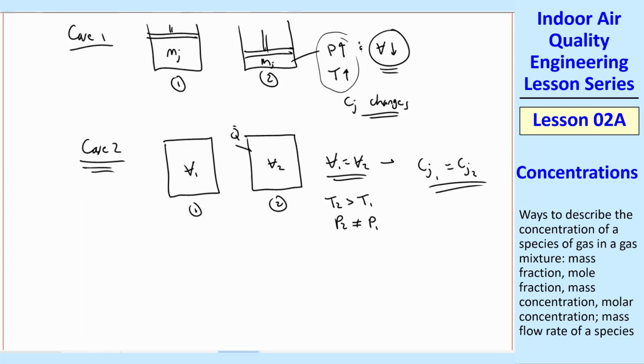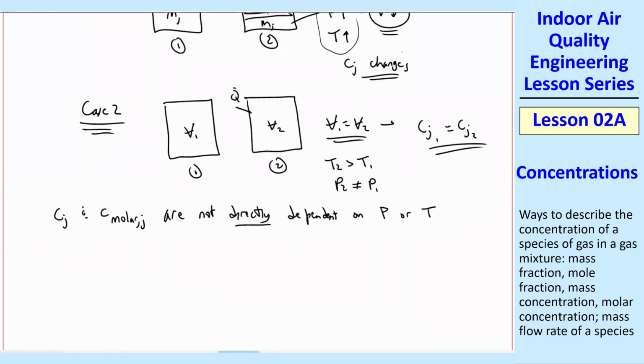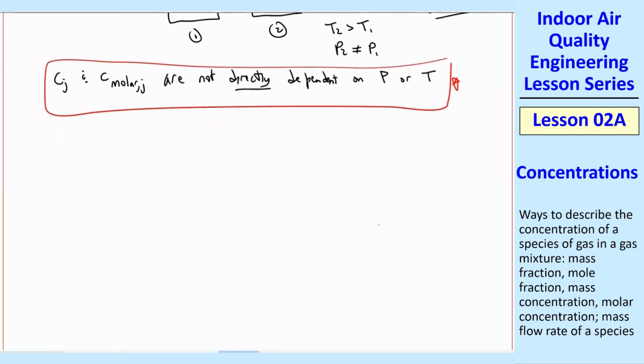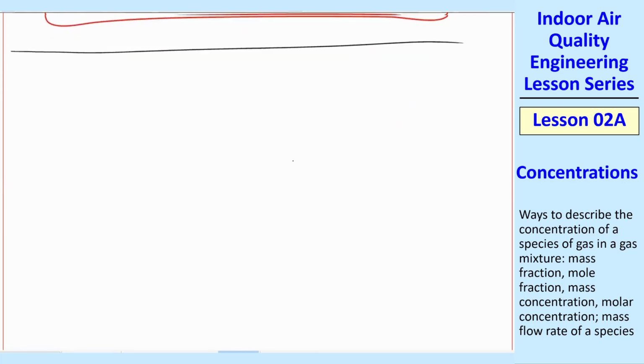So here's how I will state it more precisely. Cj, and by extension C molar j, are not directly dependent on pressure and temperature. They are dependent in the sense that if pressure and temperature act enough to change the volume, then they will be dependent. So that's an interesting sideline.